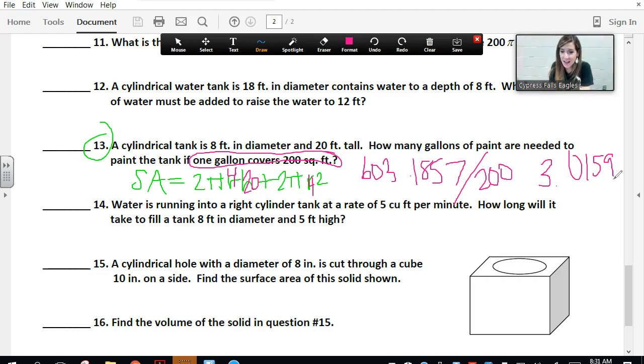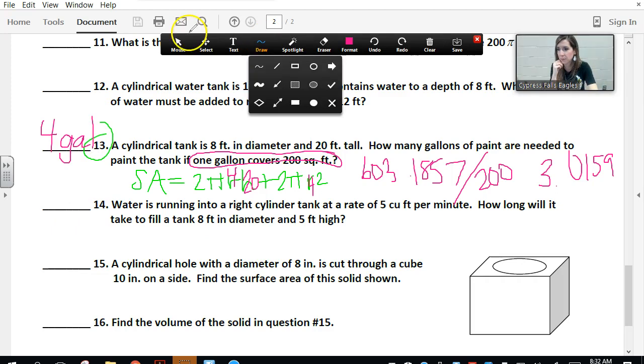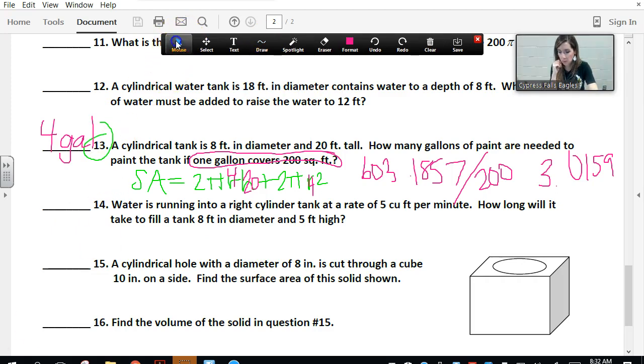But technically, because this number is greater than 3, we have to answer 4, even though it would be a big waste to buy that 4th gallon. Because it's anything greater than 3, you would need to say 4 gallons. Honestly, you would go buy 3 gallons and a pint or something, right? But if it just says how many gallons, we always round up for a problem like this because we don't want to leave any of our tank unpainted. Make sense? Yeah. Okay. Now we're doing 15.